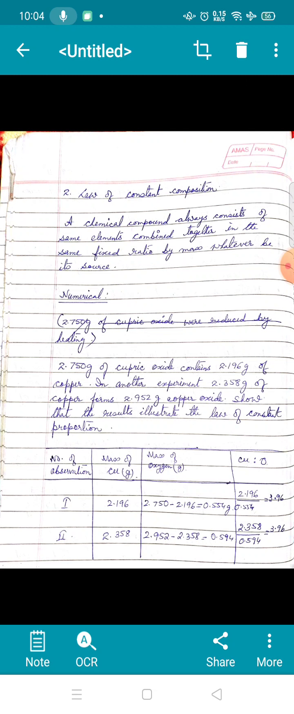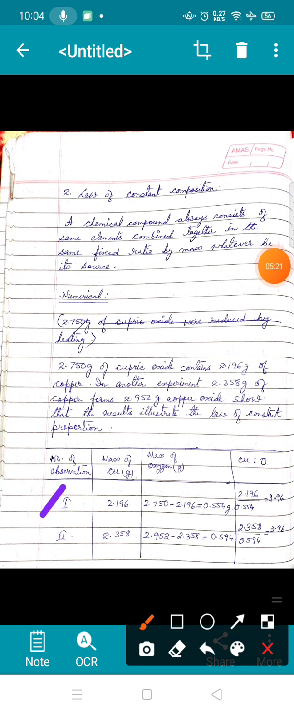If you read this question, you can understand there are two situations. So we have mentioned here observation 1 and observation 2. Mass of cupric oxide is given. But what does cupric oxide contain? Cupric oxide contains copper and oxygen. So the mass of copper is given in the question, but the mass of oxygen is not known. To find the mass of oxygen, we have to subtract the mass of copper from the mass of copper oxide.